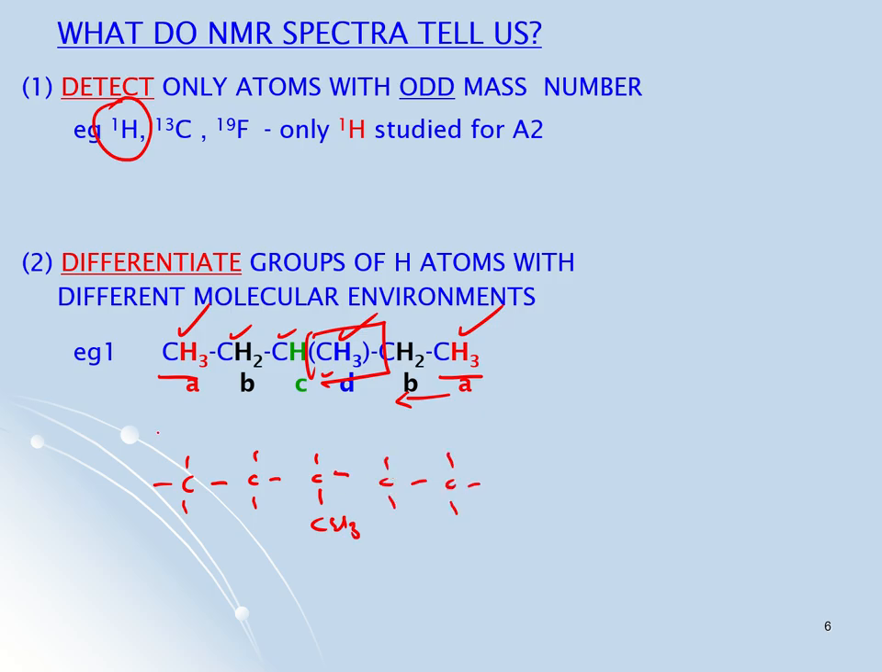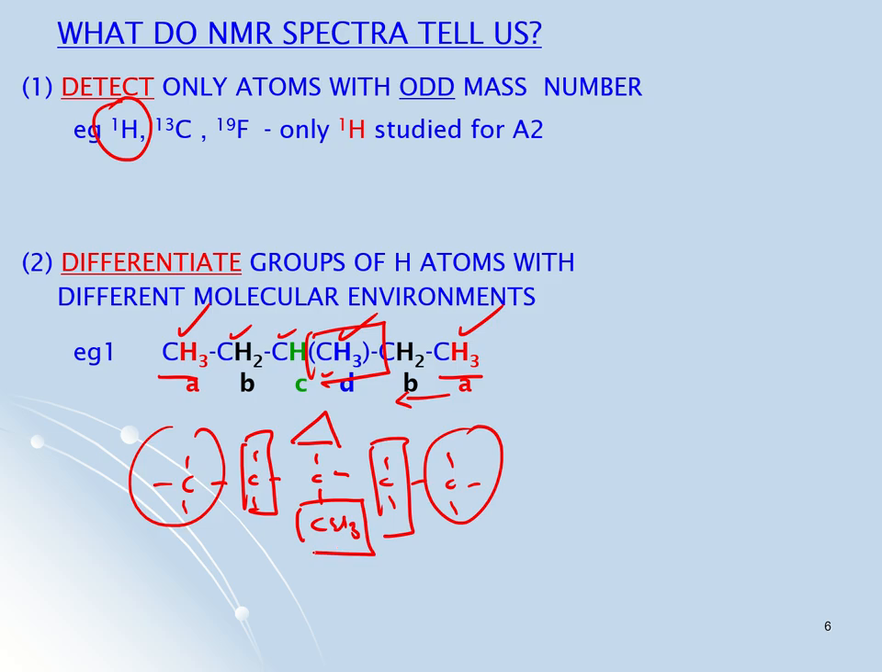Okay, so that CH3 and that CH3 are in the same environment. So I will get one, what we call signal there. This CH2 and this CH2, exactly the same environment also, that will give me a second signal. This CH here is in its own environment, that will give me a third signal. And this CH3 here is in a different environment, the other CH3s, that will give me a fourth signal.